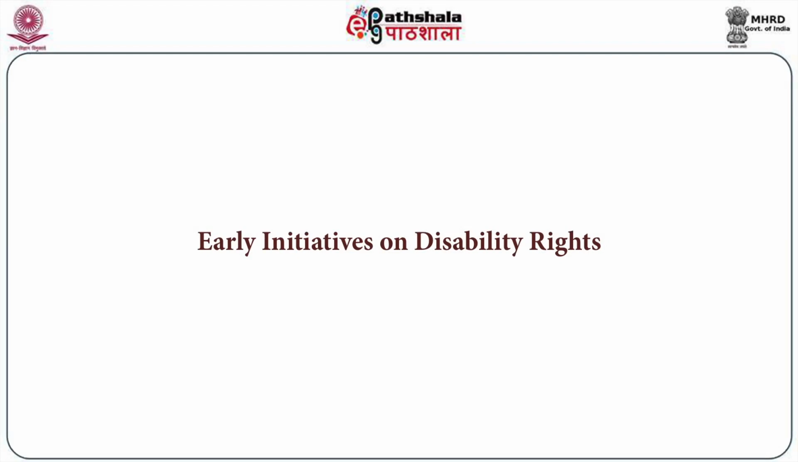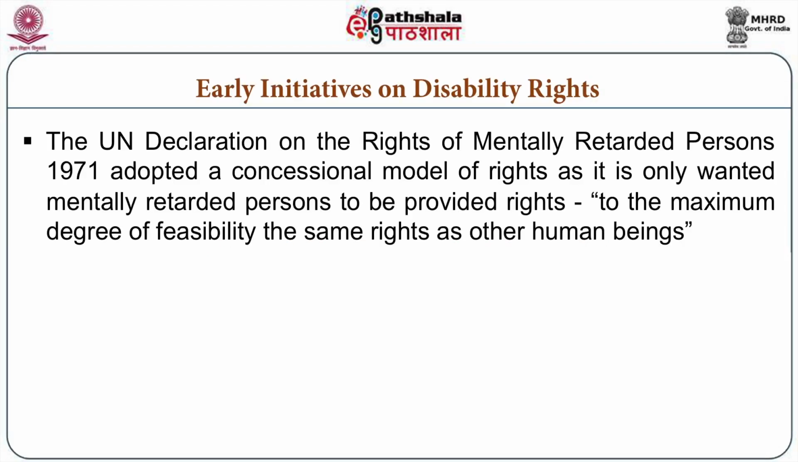Now, the early initiatives on disability rights can be seen in the 1971 UN Declaration on the Rights of Mentally Retarded Persons. This adopted a very concessional model of rights, as it only wanted mentally retarded persons to be provided rights, and I quote, "to the maximum degree of feasibility." So it's suggested in 1971 by the United Nations that so-called mentally retarded persons, that was the nomenclature in use at the time, should be able to enjoy the same rights as others, but only to the maximum degree of feasibility. So this is a very weak sense of rights.